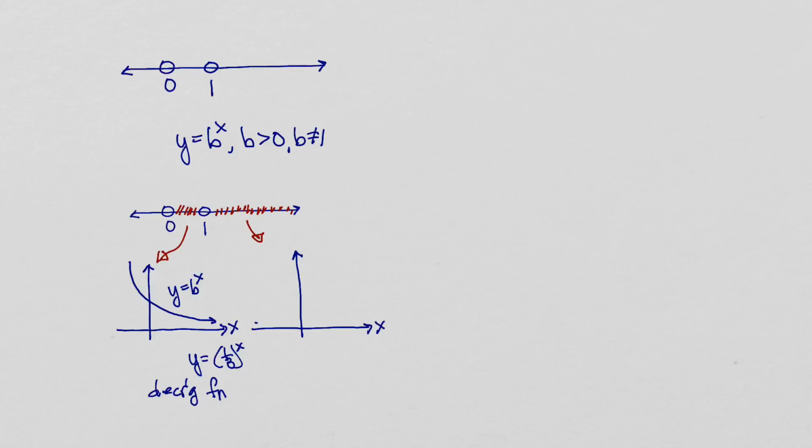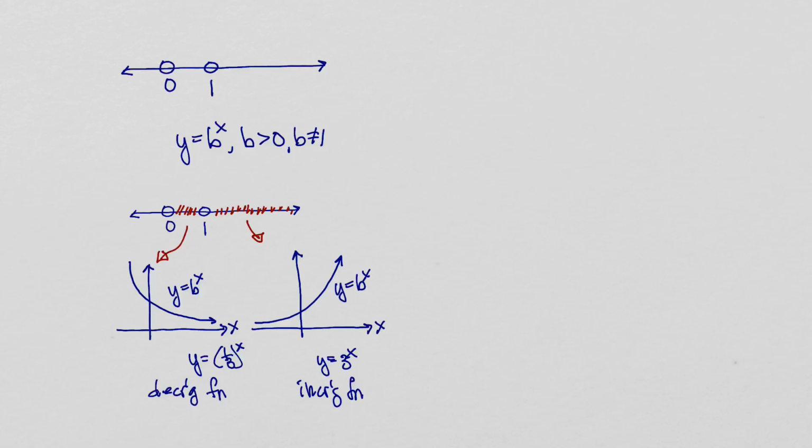This is an increasing function. It looks like this. So this would be the graph of y equals b to the x. An example might be, now the base is bigger than 1, so it's going to be y equals 3 to the x. This is an increasing function.